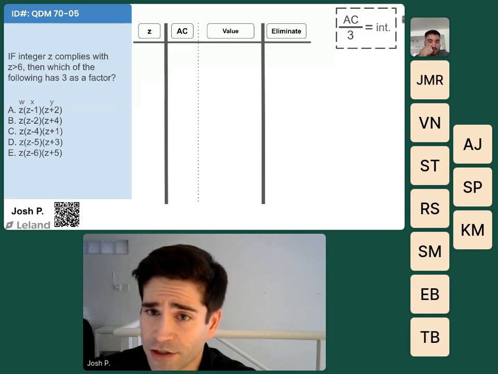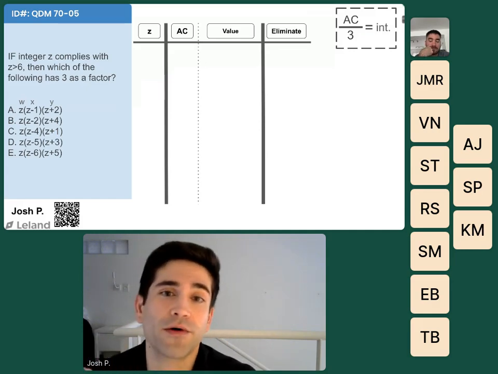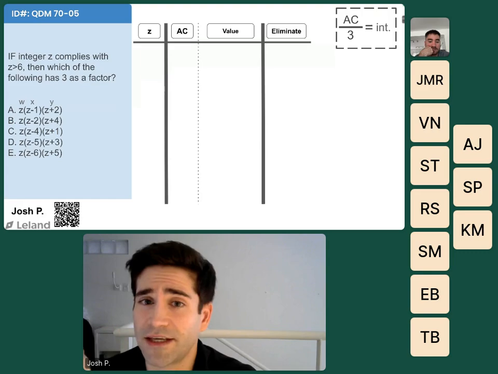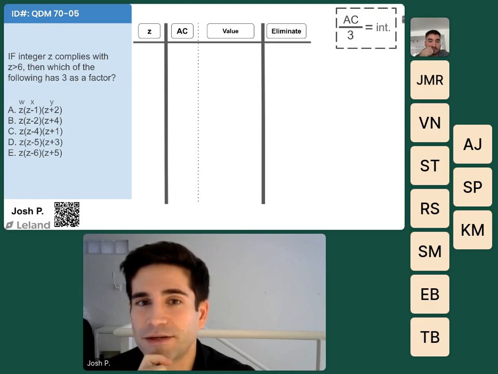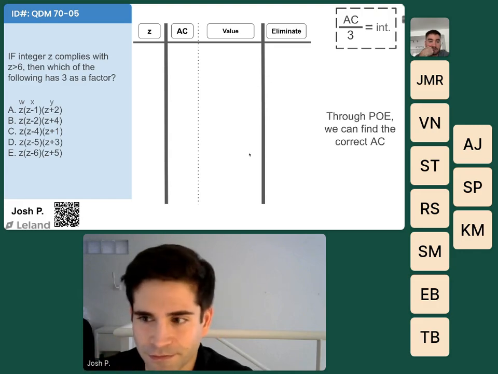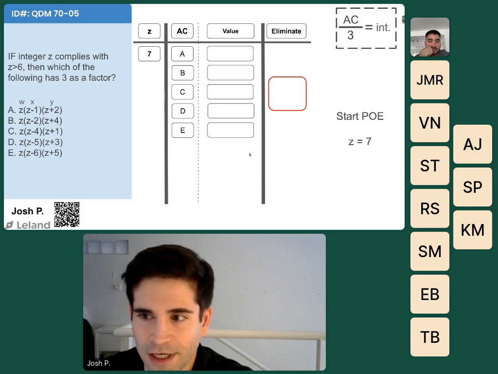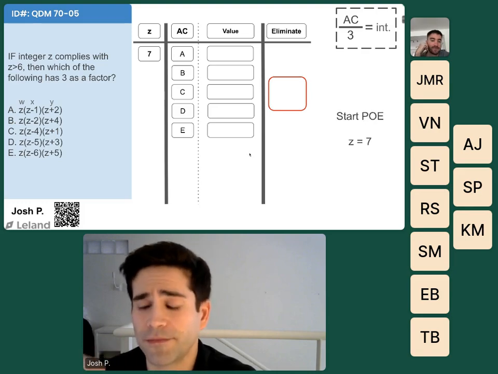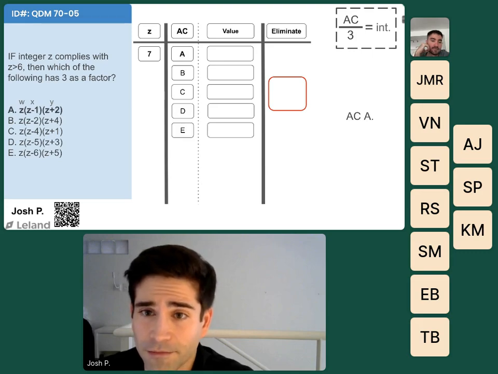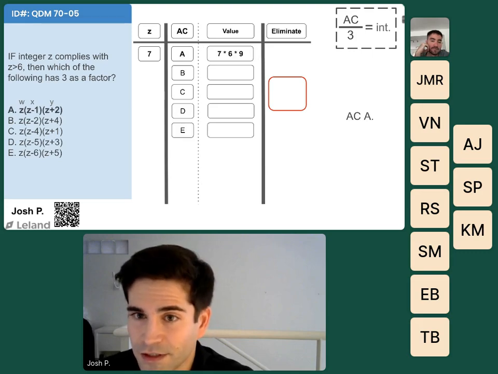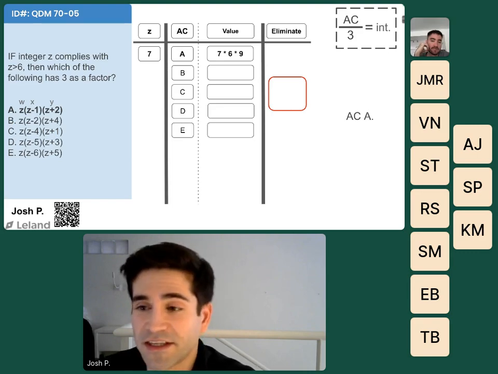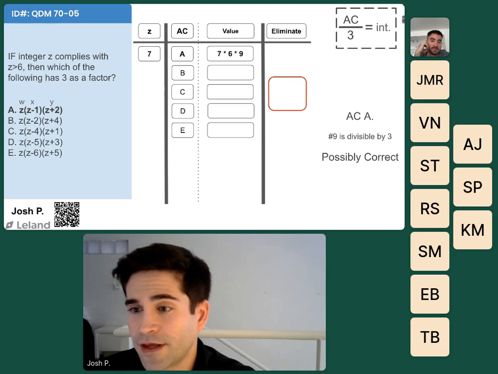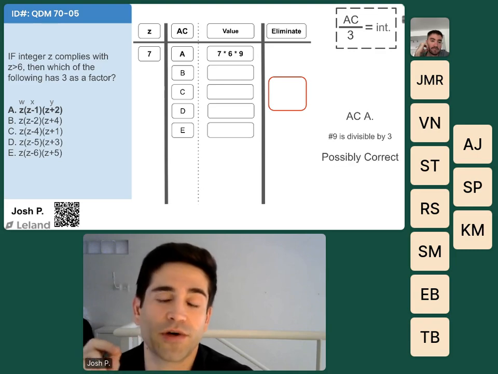So knowing this, what we can do now is input values for z and test each answer choice and eliminate incorrect answer choices through a process of elimination. For example, if z equals 7, then a becomes 7 times 6 times 9. And we can see that the 9 is divisible by 3, and therefore this answer choice is possibly correct.